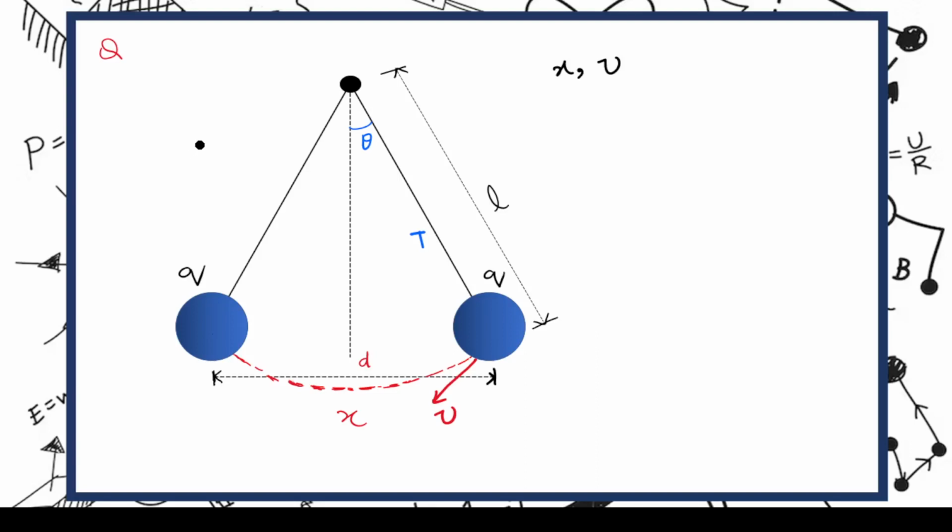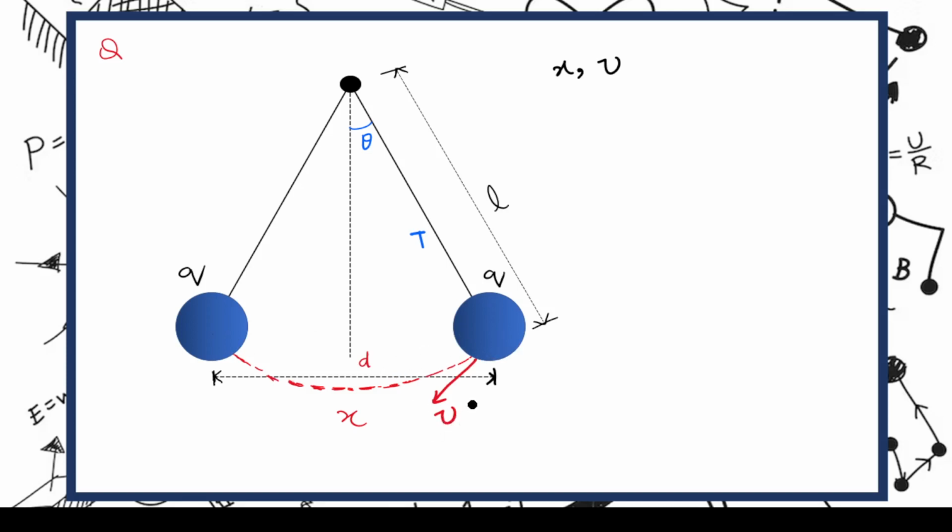Hello friends, a problem is given in which two charged spheres are suspended by massless strings from a common point, while the length of the string is L and the spheres are initially separated by some distance d due to their mutual repulsion. What happens? These two spheres start losing charge at a constant rate, and by virtue of that they will try to come closer to each other at every moment. So this distance will reduce and they will move with some velocity.